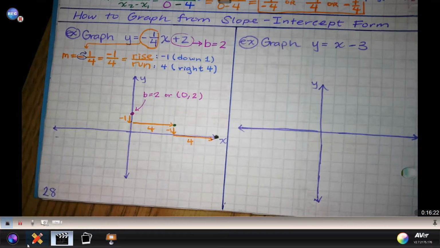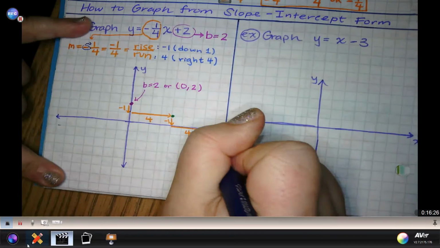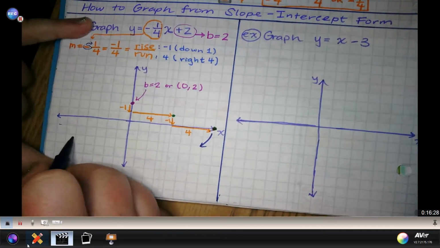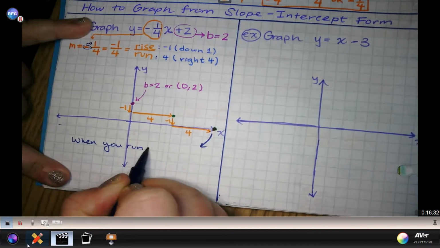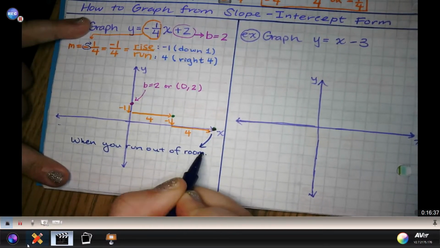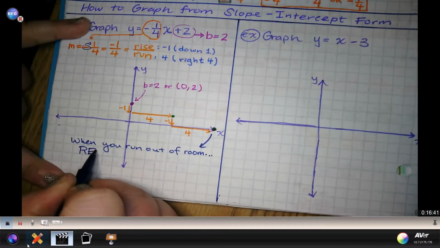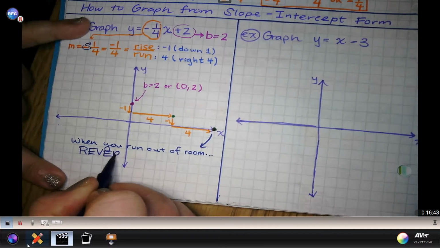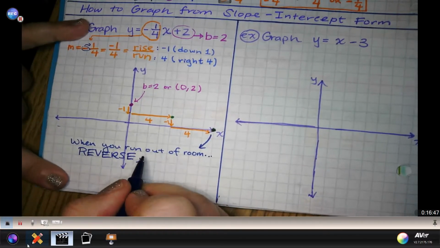But how do you go backwards? When you run out of room, I like to say, reverse, reverse, reverse, reverse. You know, like the song? Maybe not like the song? I don't know.